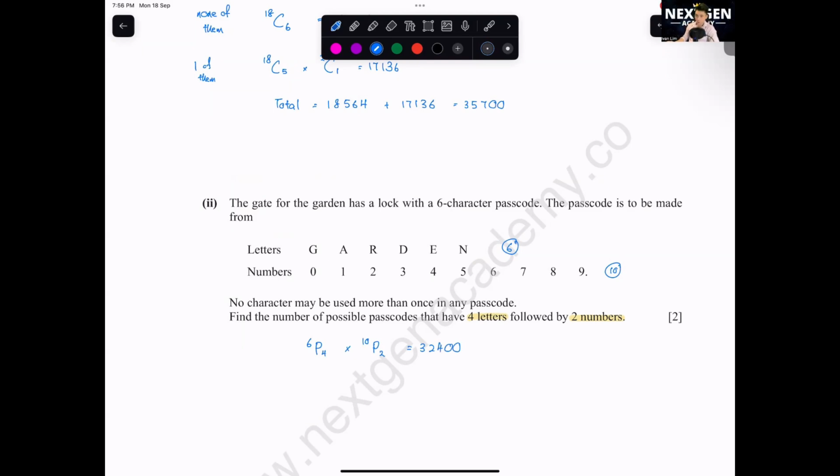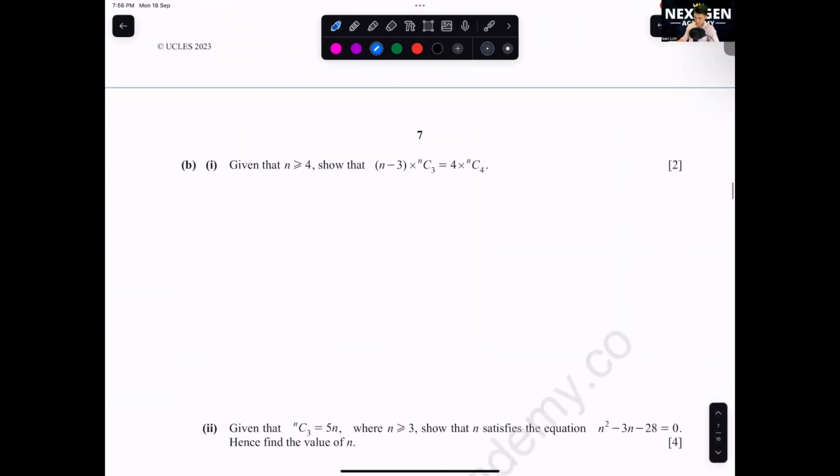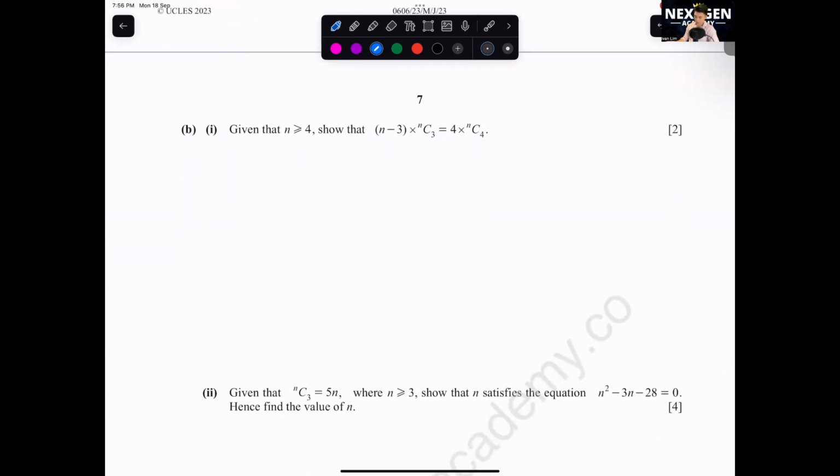Okay, question B1. Given that n is more than or equals to 4, show that (n minus 3) times nC3 equals 4 times nC4. When we have unknown n, we need to use the manual formula, which is n factorial over (n minus r) factorial, r factorial. Okay, so we do one side at a time. I will do the left-hand side first.